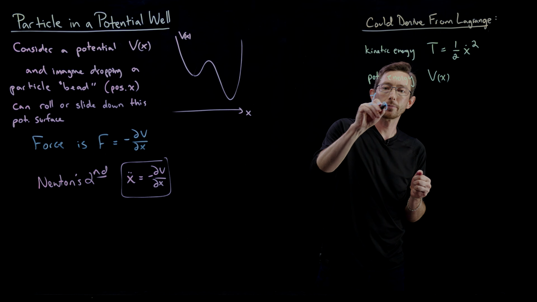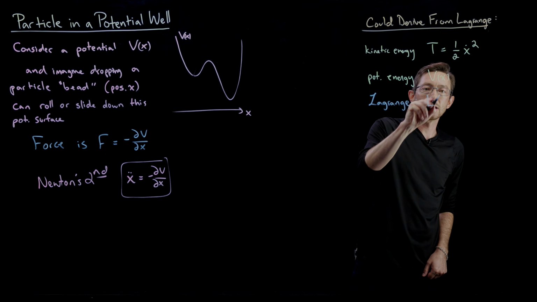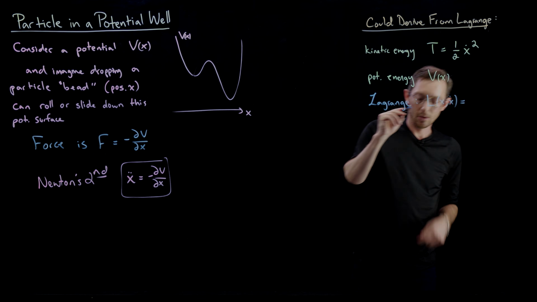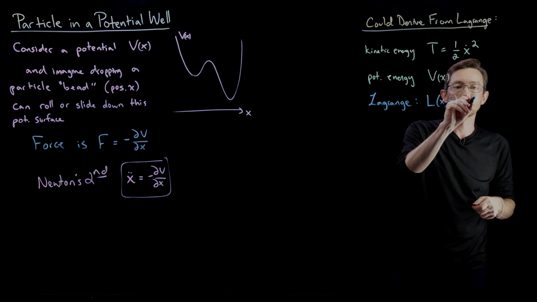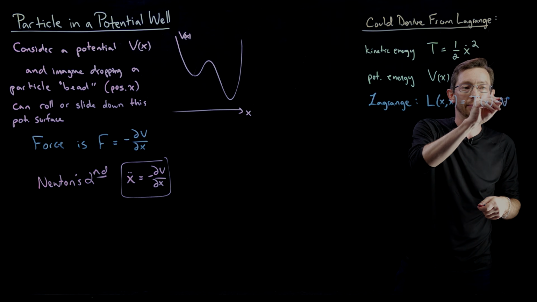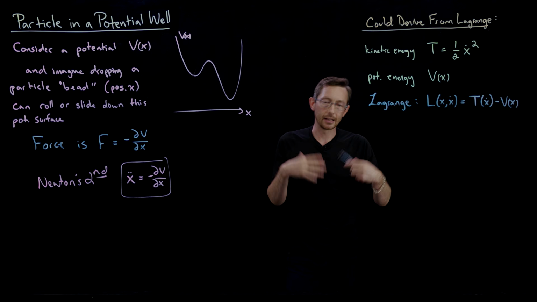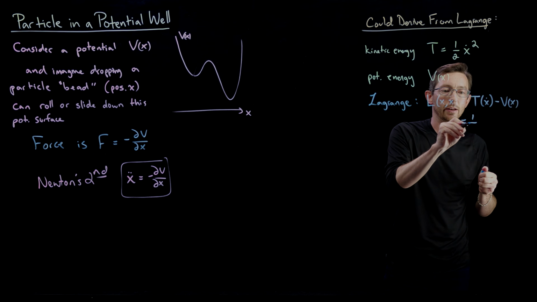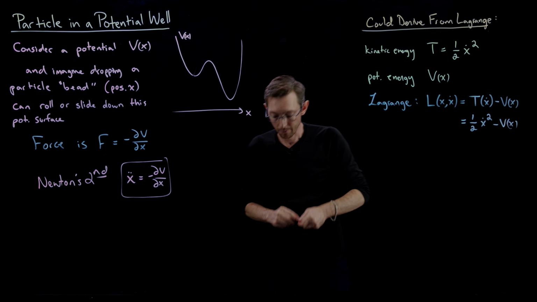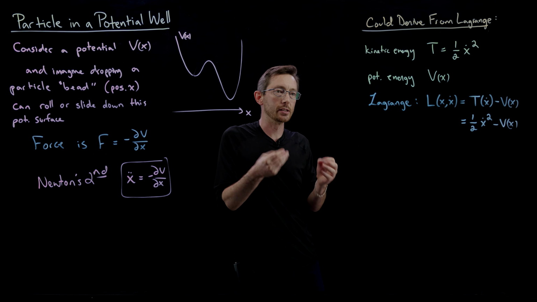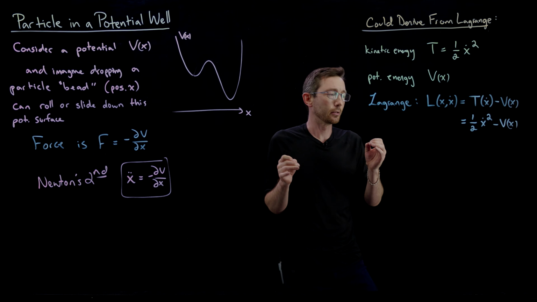So the Lagrangian, this is from Lagrange, the great Lagrange, is this function L of both x and x dot, which is equal to my kinetic energy minus my potential energy. So it's this T of x dot minus my V of x, my kinetic minus my potential. That's how this is defined. And we know that this is equal to 1/2 x dot squared minus V of x. That's my Lagrangian.